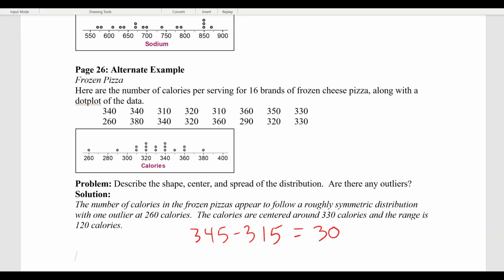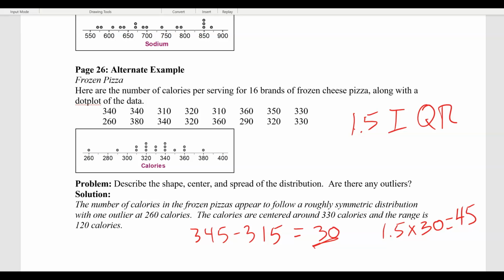All right, we call this the 1.5 IQR rule because this is my IQR. It's not the range, which is max minus min. It's the Q3 minus the Q1. It's the middle 50%. 50% of the data lives between 345 calories and 315 calories. So that's a distance of 30 when I subtract those two. What I do with this 30 is multiply it by 1.5. It's just a rule of thumb, but it's the same rule that your calculator uses. And what I get there is 45.